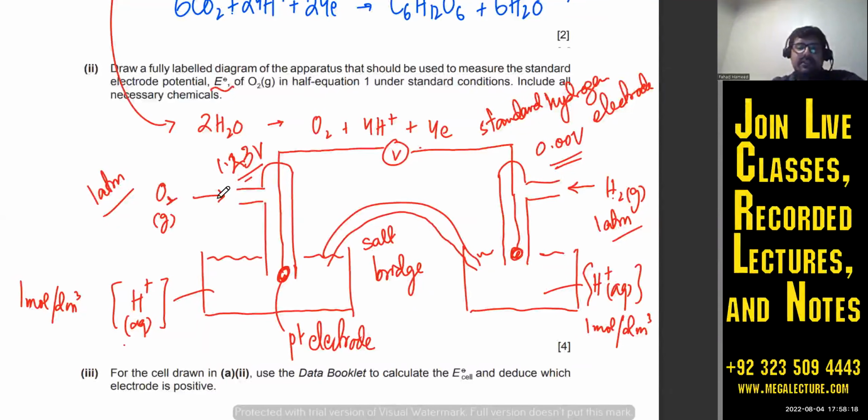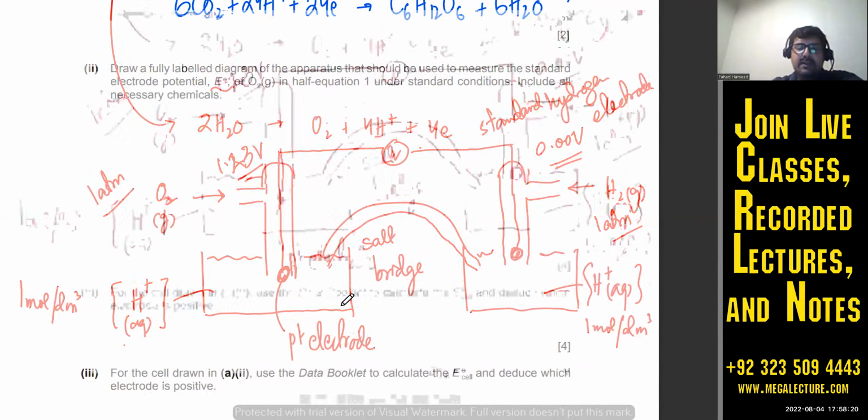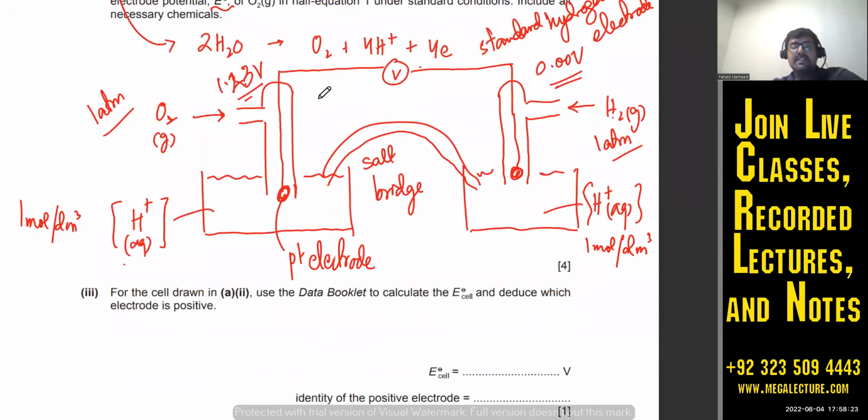So which one is your higher potential? Which one is the positive electrode? The positive is the higher one. So the 1.23 volts is the higher one. So the identity of the positive electrode is the left one. The E naught cell is going to be 1.23 minus 0 volts.